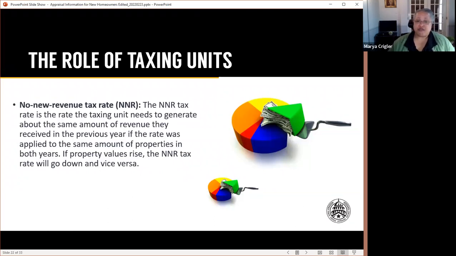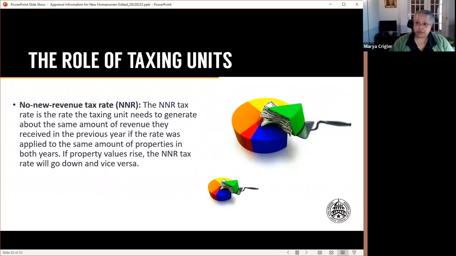Now, I mentioned a no new revenue rate, and that's one of the rates that the taxing entities have to set. In fact, that's the first thing that they do after the chief appraiser certifies the values to the taxing entities, and I do that on July 25th. One of the first things that they have to do is calculate a no new revenue rate.